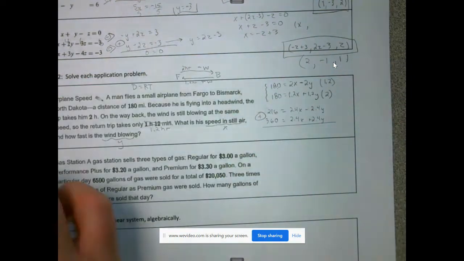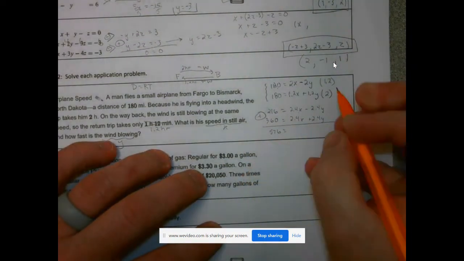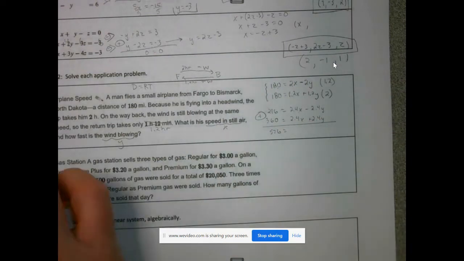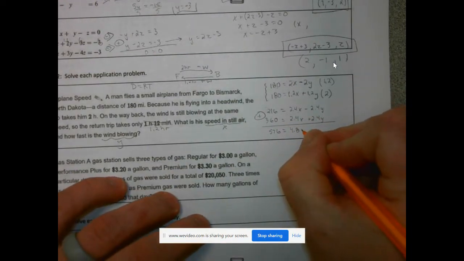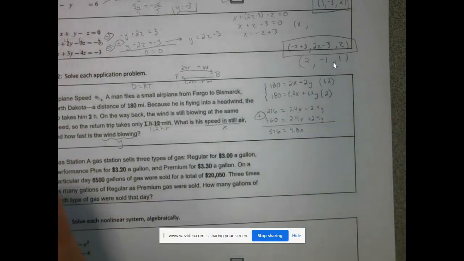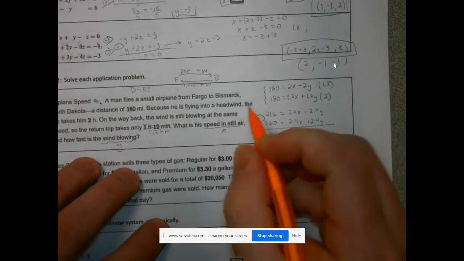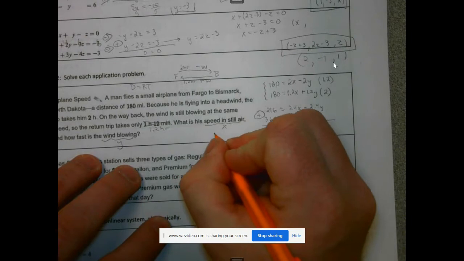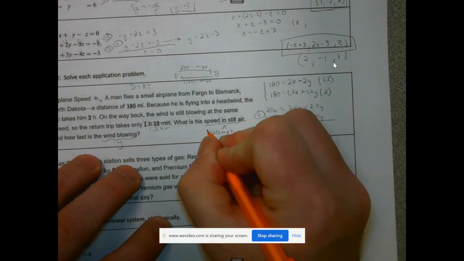So 216 plus 360 is 576. If I add these, that's 2.4 plus 2.4, 4.8x, and these cancel. So you're going to take 576 divided by 4.8, and you get x, which is the speed of the plane in still air. x is 120 miles per hour.